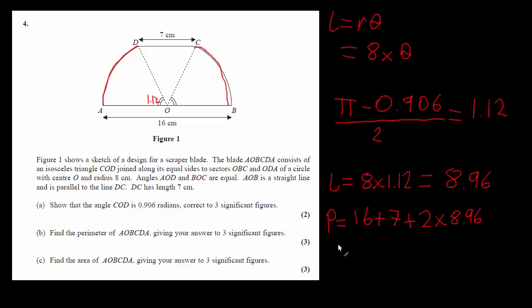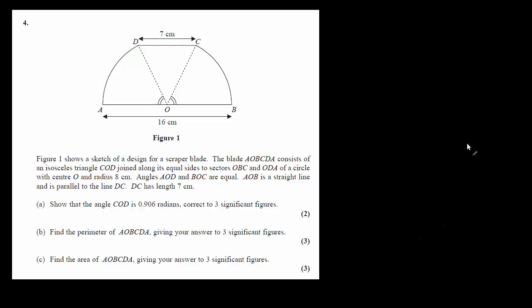Okay, and again, since it's core 2, we can just type that into our calculators and get the perimeter will be 40.92. And then again, this wants to be rounded to 3 significant figures, so 40.9 centimetres, since it's a length, centimetres. There we go. So just the last part to do now.